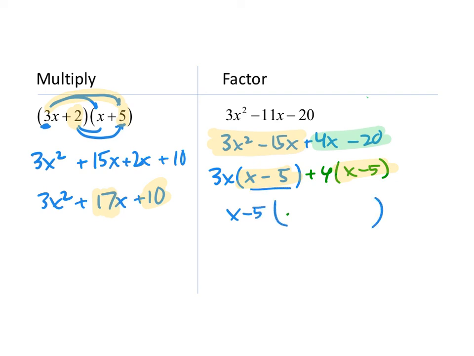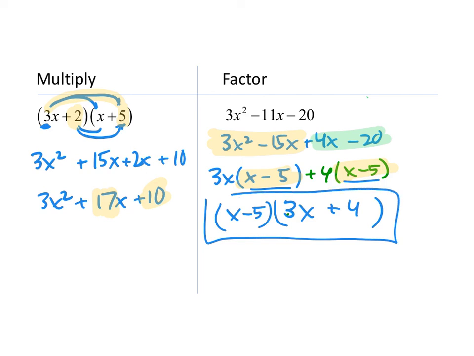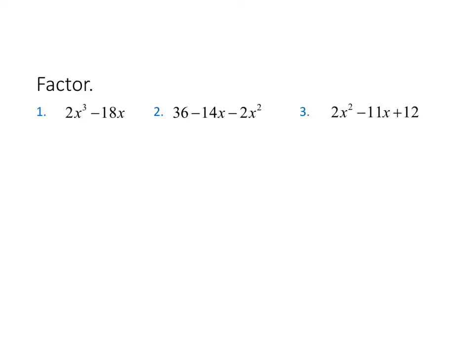And let's see what we have left. If we take out this x minus 5, we have a 3x left. We take out this x minus 5, we have a 4. So this is how it's factored. Honestly, this is a little bit of rigmarole, and it's probably just as easy to guess and check. So let's just do a couple more examples using the methods we talked about here.